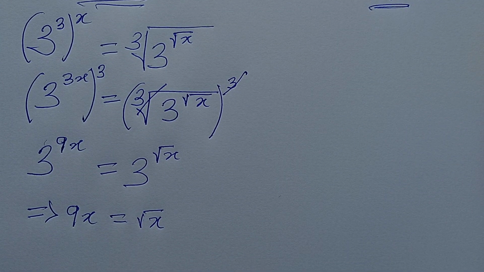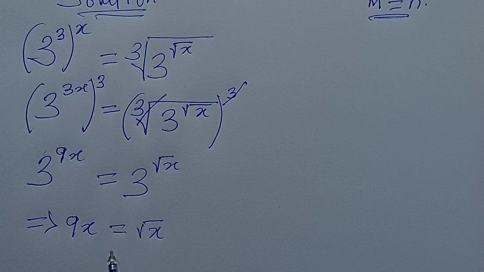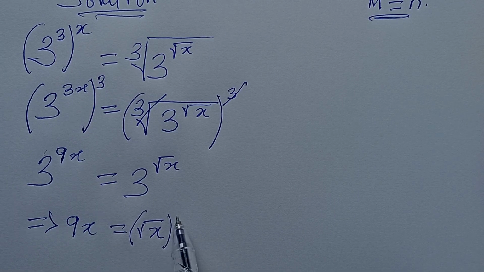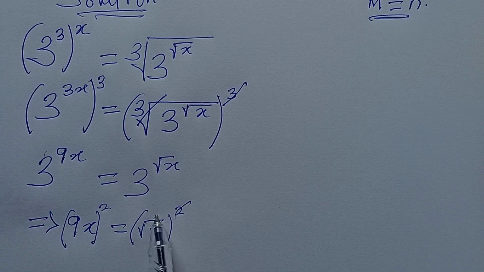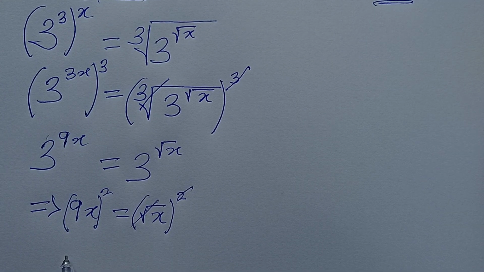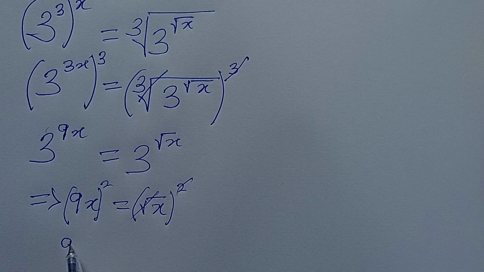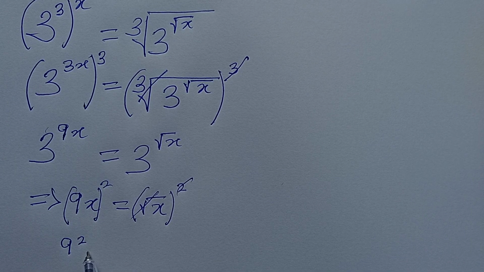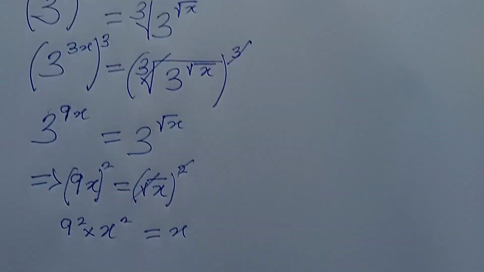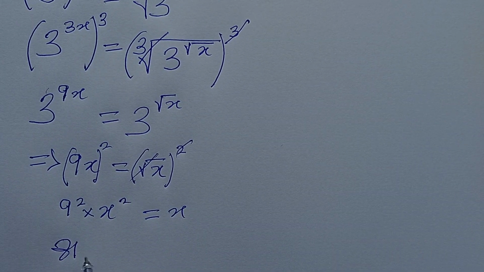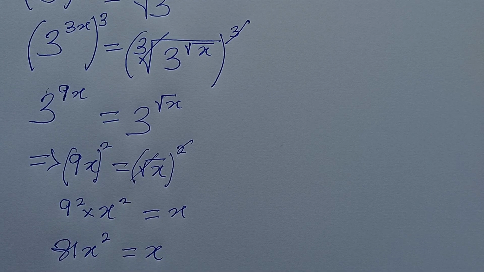Here we have the square root radical. We just have to do away with this square root radical again. And how do we do that? We raise both sides of the equation to the power of 2. We equally raise this to the power of 2. So we're going to have 9 to the power of 2, times x to the power of 2, equal to x. So we're going to end up having 81x to the power of 2 is equal to x.